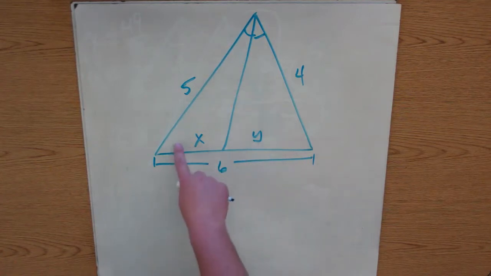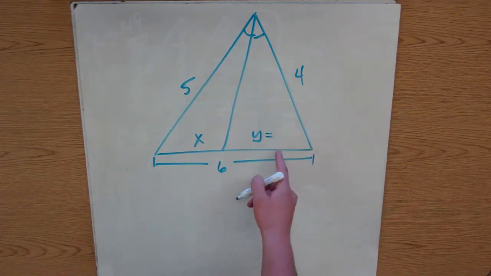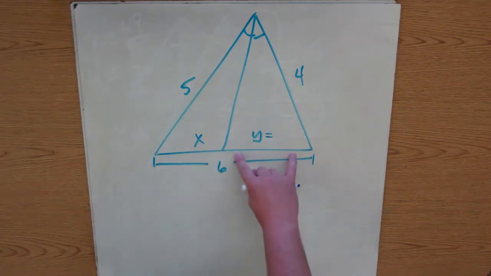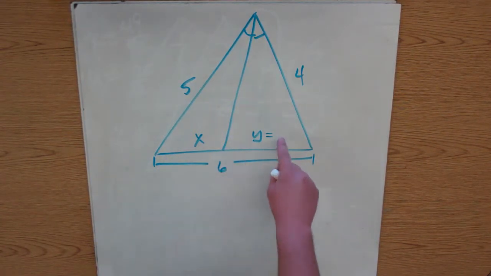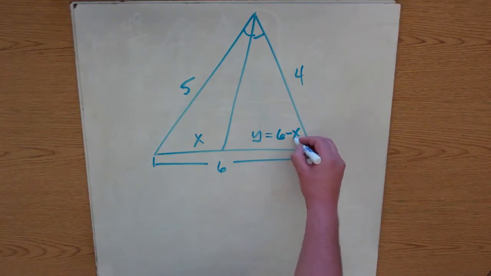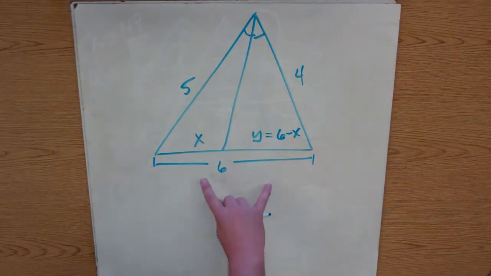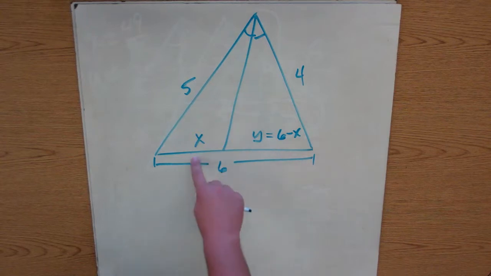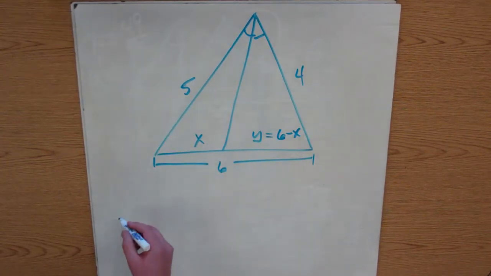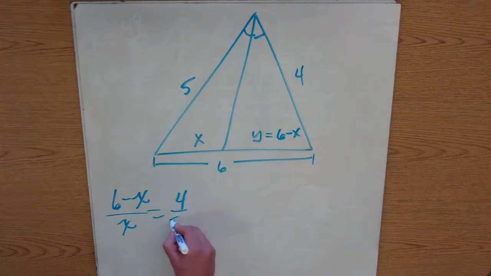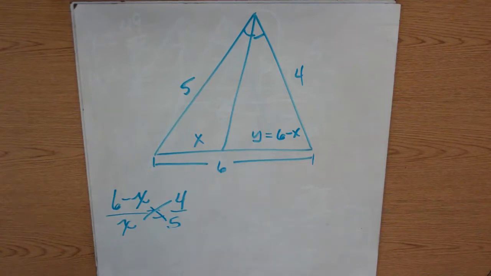Well, what would this be? If this is x, in terms of x, y would equal, well, this is x. This is going to have to add to x to give us 6. So we can say that this is 6 minus x. Instead of calling this y now, I'm going to call this 6 minus x, because we know that this over this is going to equal this over this. So we know that 6 minus x over x is going to equal 4 over 5. Do some cross multiplication.